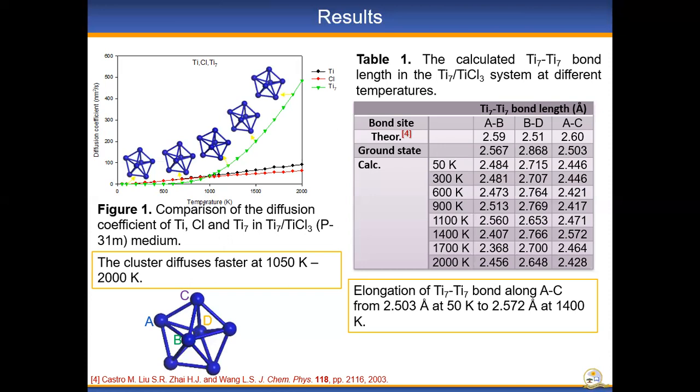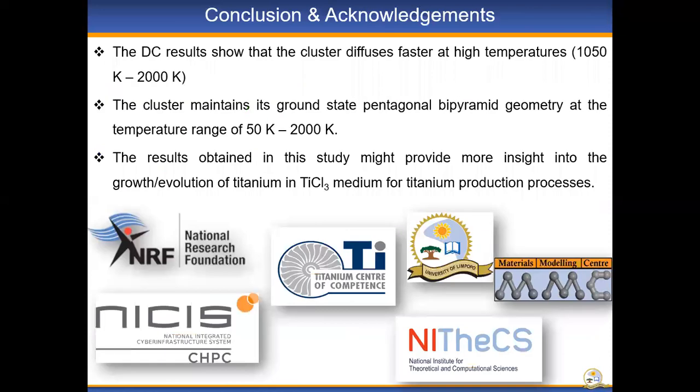Now, in conclusion, we investigated the effect of the TiCl3 P-31M structure on the Ti7 cluster at different temperatures. Now, the diffusion coefficient results show that the Ti7 cluster diffuses faster at high temperatures, which is between 1050 kelvins to 2000 kelvins. Now, the cluster was observed to maintain its ground state pentagonal bipyramid geometry at all temperatures. However, the Ti7 bonds in the cluster contract.